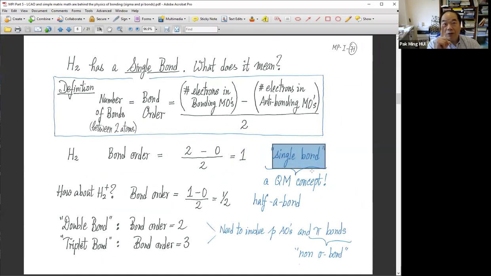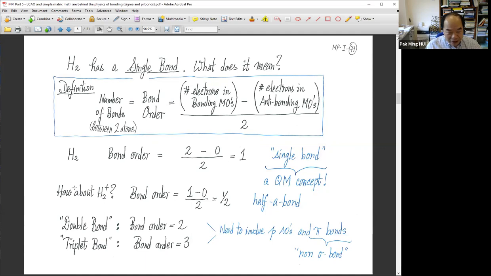But now you have a quantified definition of how many bonds are there for this molecule. Okay, so this is, I believe, another step forward in your understanding of how things bind in nature.